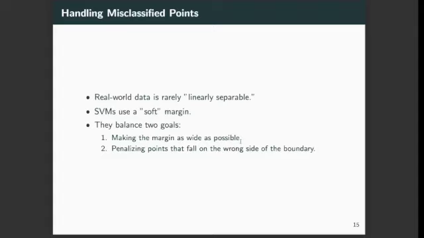And then we also want to address the misclassified points. Real world data is very rarely perfectly separable by a straight line. So SVMs use a soft margin to balance between two goals. The first goal is making the margin as wide as possible, while at the same time we also want to penalize points that would fall on the wrong side.